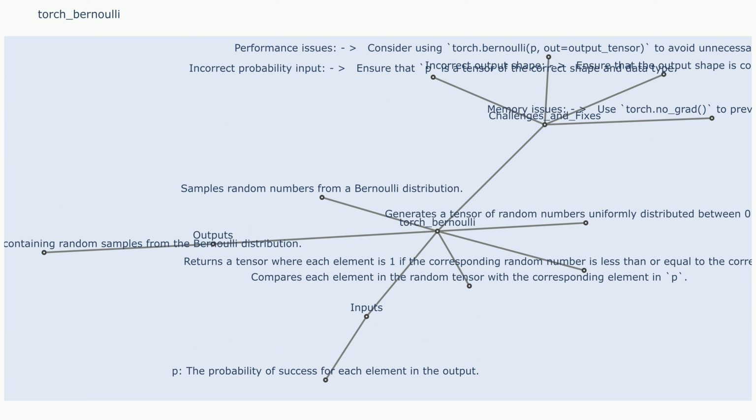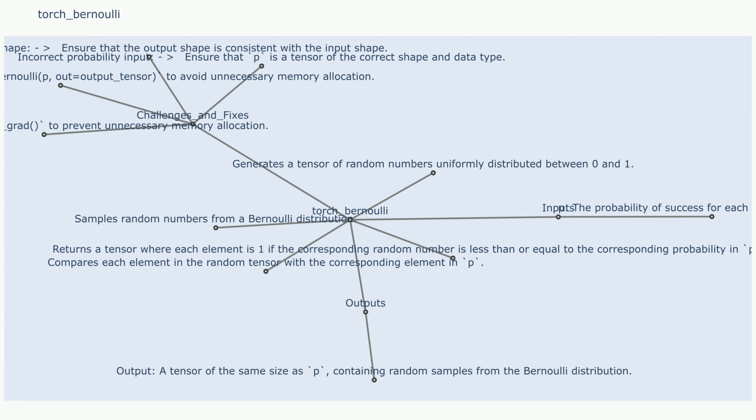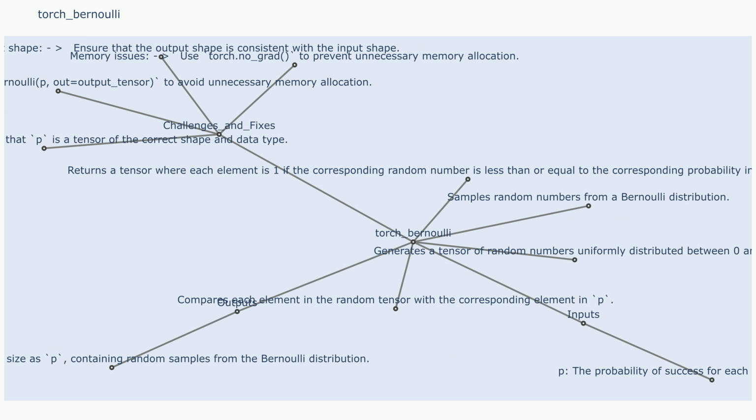Challenge 2. Non-tensor input. Sample use case that resulted in challenge 2: providing a non-tensor object as the P argument. Fixes to challenge 2: convert the input to a tensor using torch.tensor.